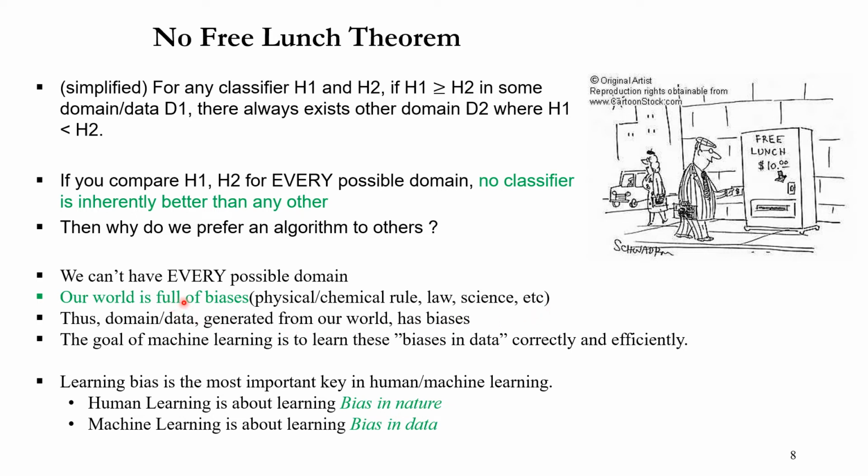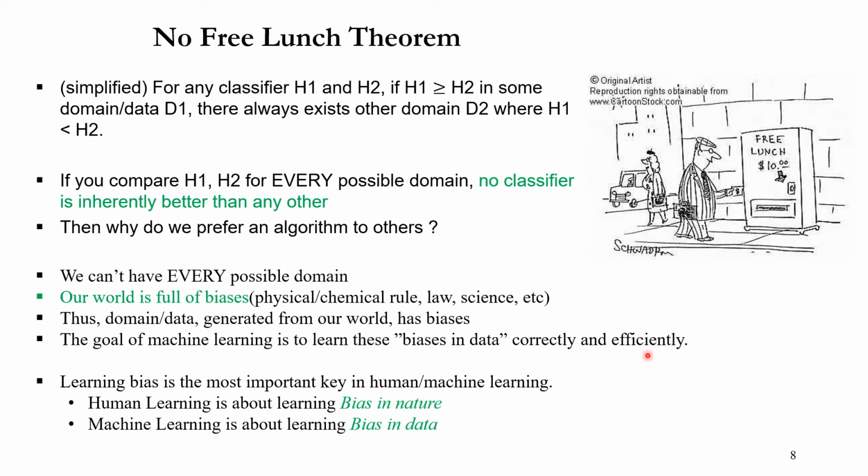So because of these biases, the data we use, this domain data, is generated from our world, and because of these biases, this data also has biases in it. So every data we have has bias in it. Machine learning is using this data, and the goal of machine learning is actually to learn these biases in the data correctly and efficiently.